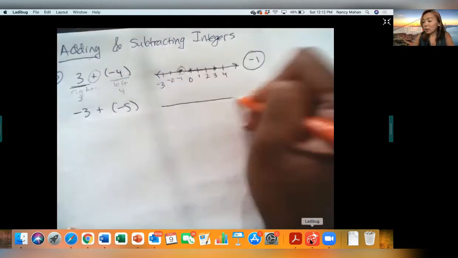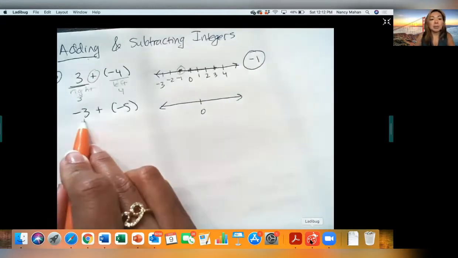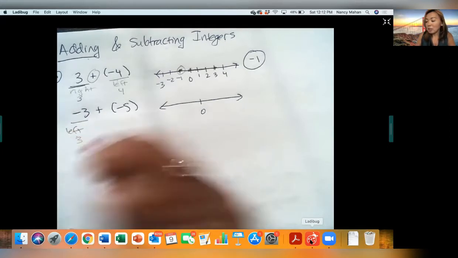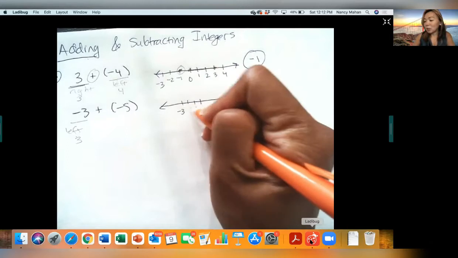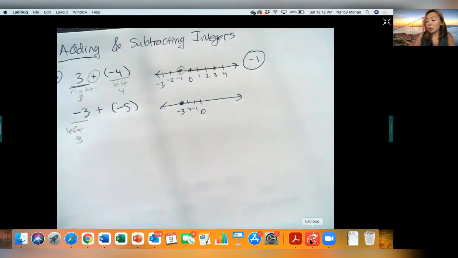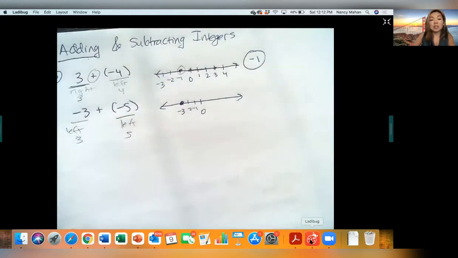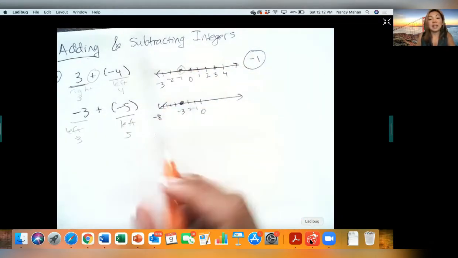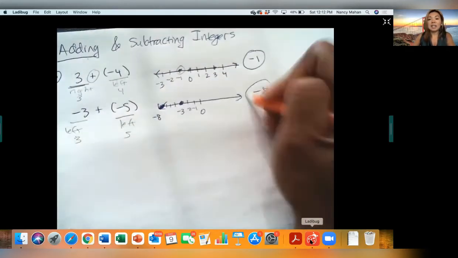Same story with the bottom one here. I'm going to start off by moving 3 spaces to the left, so 1, 2, 3. So I'm at -3, right? And then I'm going to move another 5 spaces to the left. When I move 5 spaces to the left, 1, 2, 3, 4, 5, I end up at -8. So when I put these together, I get -8.